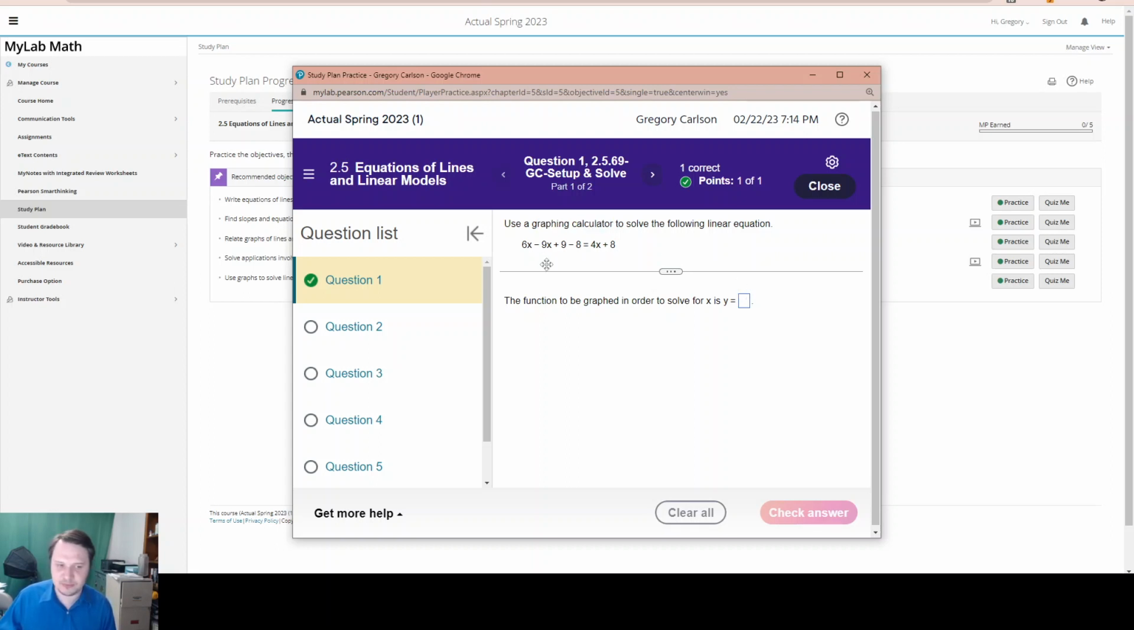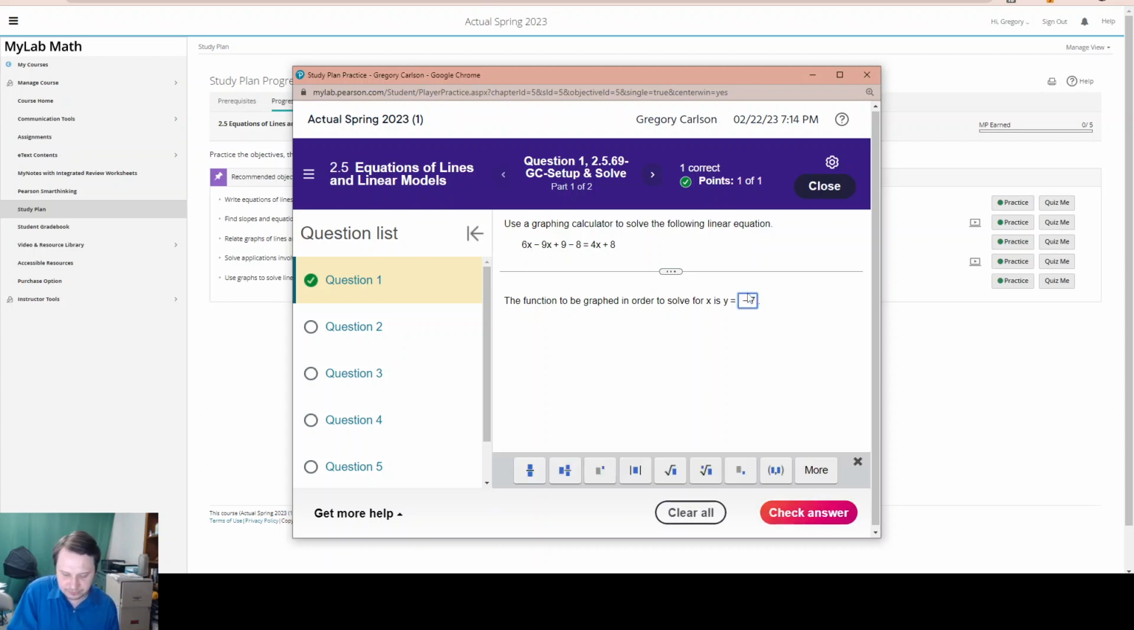However, the way MyLabs Plus wants you to do it is they want you to start by simplifying and moving everything over to one side. So this is 6x minus 9x, which is negative 3x. And then if we subtract 4x over, we get negative 7x. So if I went too fast, just do it for yourself. The idea is we want to make one side of the equation be 0. So I move the 4x over. So it's 6x minus 9x is negative 3x, minus 4x is negative 7x.